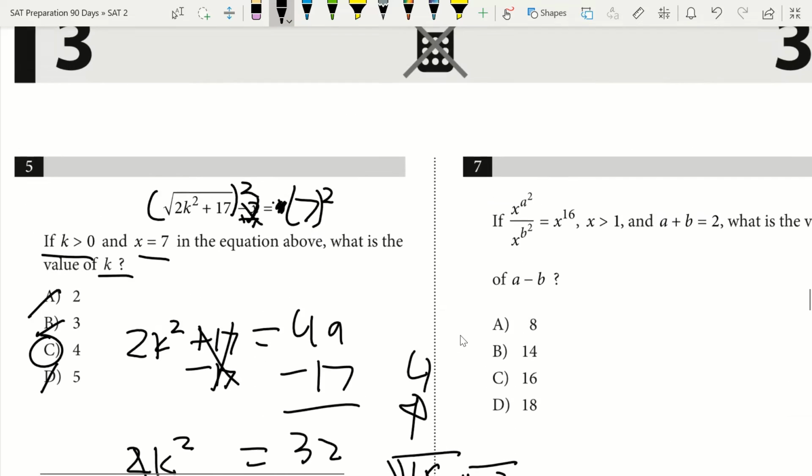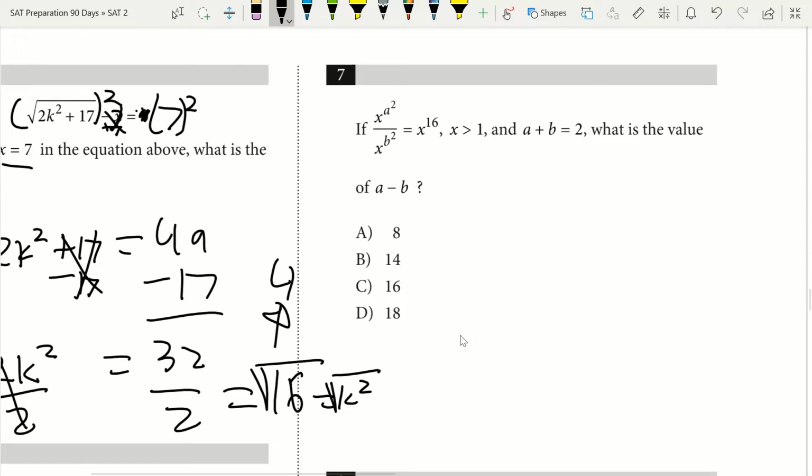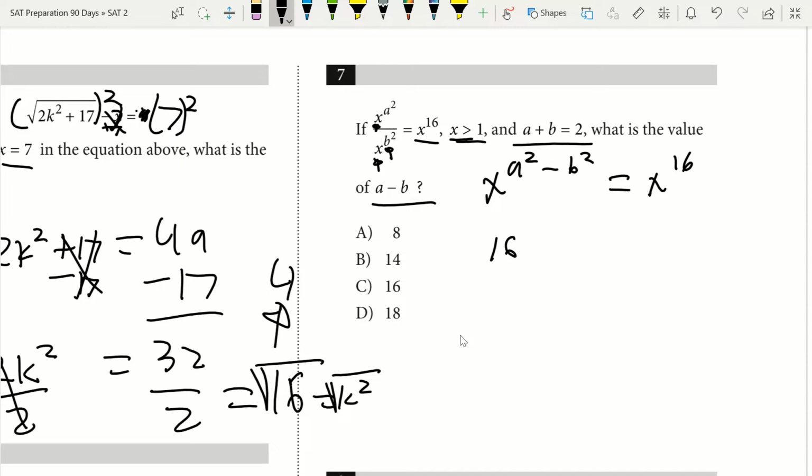Okay, question 7. Okay, I've got stacked equations with the same base, different exponents, equal to x to the 16th. X is greater than 1. A plus b is 2. What's the value of a minus b? All right, so I've got x to the power of a squared. I can go ahead and subtract that b squared then. So I'll have x to the power of a squared minus b squared. Okay, I know that that's equal to x to the 16th. Therefore, 16 must equal a squared minus b squared.